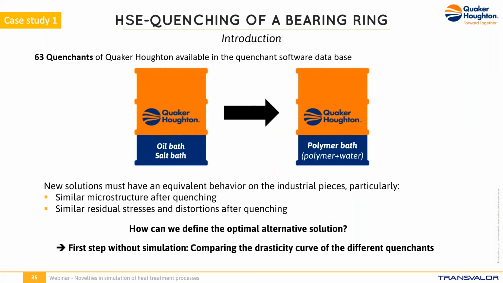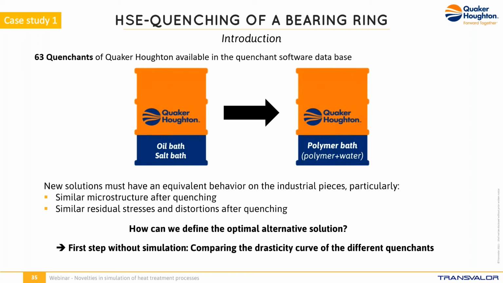We have been working for several years in collaboration with Quaker and Auton to enrich the quenchant database of our software. 63 quenchants of Quaker Auton have been added as quenching media. Today, companies need to think about green solutions, therefore, they need to consider other solutions than oil baths for quenching. The main challenge is that the new quenching fluid must have a similar behavior to the initial one while respecting new constraints.